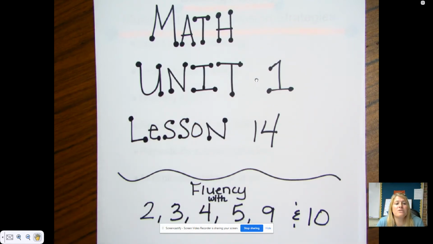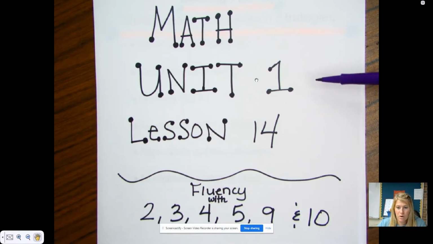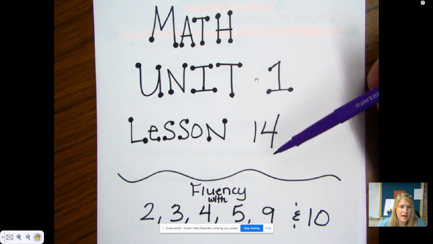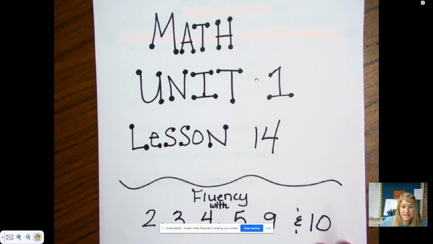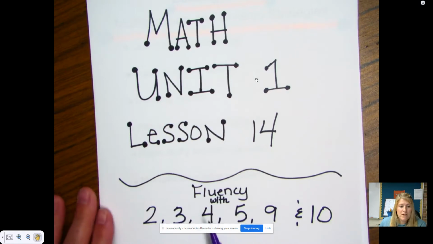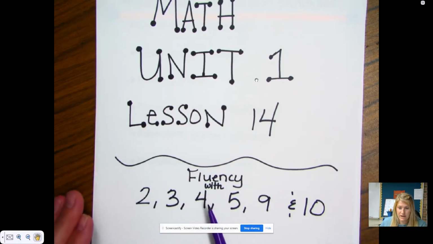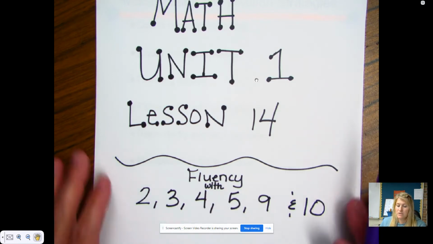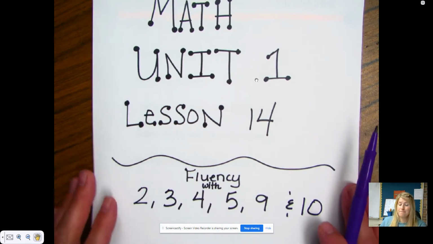So today's math lesson, we're still on Unit 1, which means we're still in multiplication and division. We're on Lesson 14 today, which is about building fluency. Fluency, when we're talking about mathematics, is the ability to solve multiplication and division facts at a quick pace. So we're just going to keep practicing and practicing to quicken that pace.